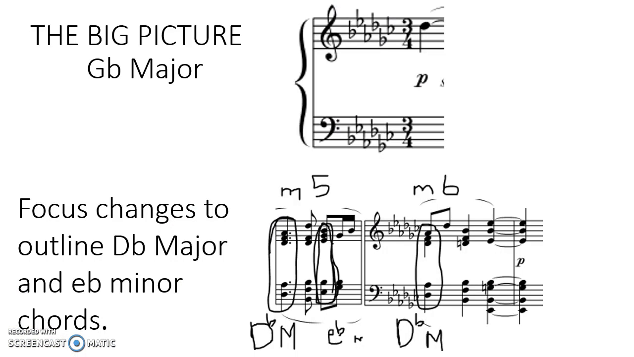Let's first take a look at the big picture. The Girl with the Flaxen Hair is written in a key that remains relatively constant throughout the piece. The primary key of this piece is G-flat major.